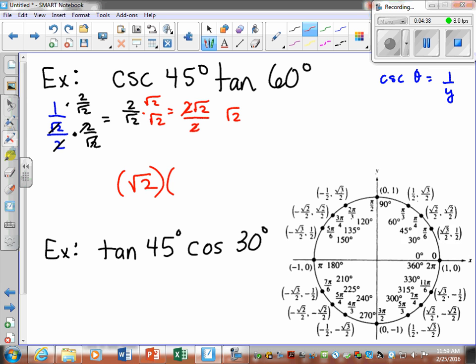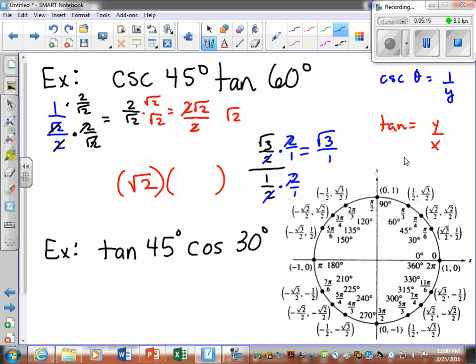Tangent of 60, we're going to work it and get that one next. So the tangent is going to be your y over your x at 60 degrees. So it's your square root of 3 over 2 divided by 1/2. Okay, now let's do the algebra. Let's multiply by the reciprocal. 2/1, multiply straight across and we get the square root of 3/1, which is just the square root of 3.